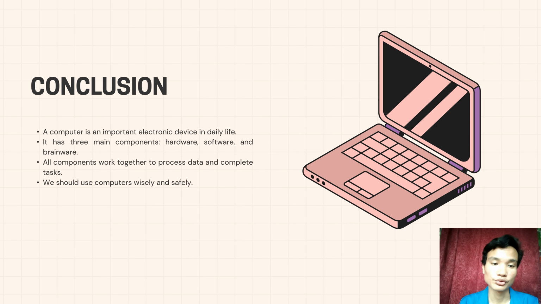We have come to the last part, conclusion. A computer is an important electronic device in daily life, of course. It has three main components: hardware, software, and brainware. Okay, all components work together to process data and complete tasks. We should use computer wisely and safely.